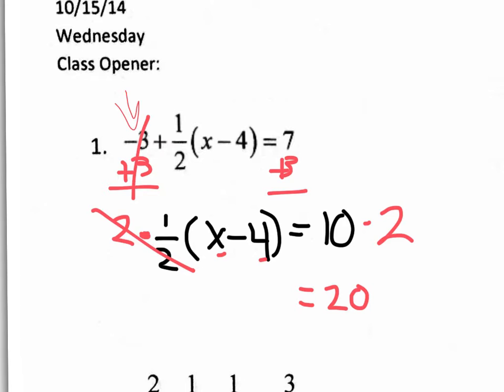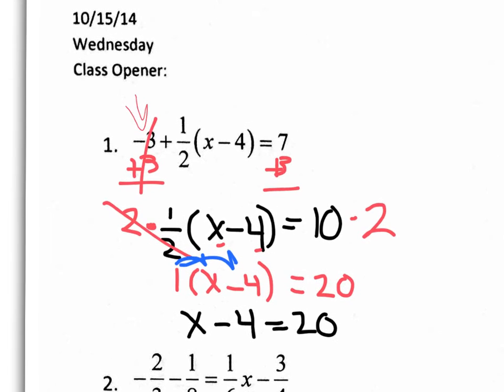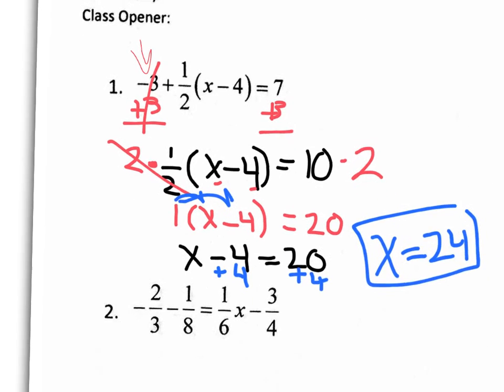So let me bring down the left side of the equation here. 1 (x minus 4). And if you were to distribute that 1 times x, 1 times negative 4, it's not going to change anything. So it's really just going to be x minus 4 equals 20. And the only other thing to do now would be to do the opposite of minus 4, the additive inverse of minus 4. So if you go plus 4 and plus 4, you'll get your final answer, x equals 24. Boom, done.